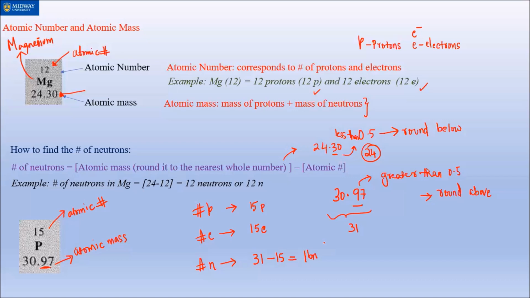So this is how you decode the information about the numbers for a particular element in the periodic table. This works for any element that you want to work on in the periodic table, as long as it is neutral. All right, so stay tuned for how we're going to deal with this for ions.